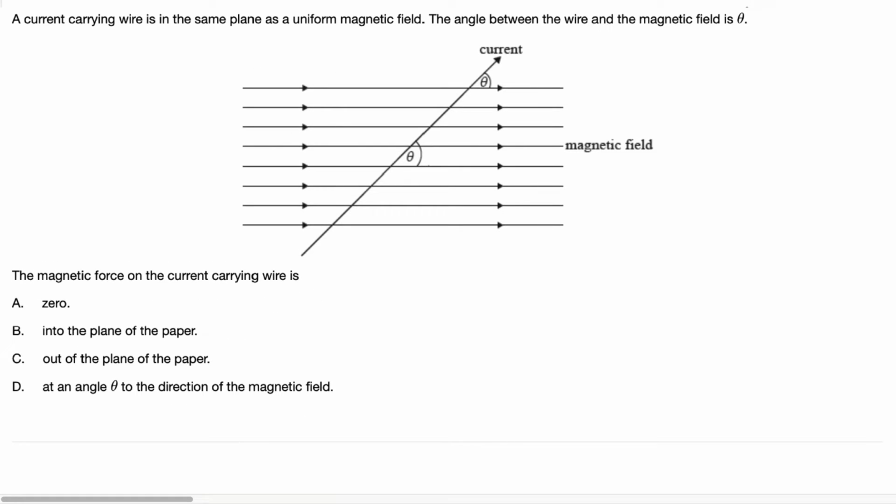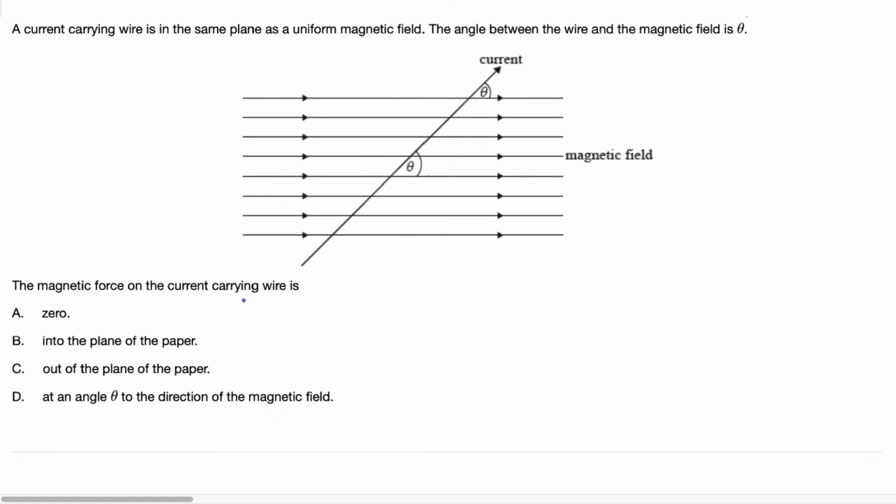A current carrying wire is in the same plane as a uniform magnetic field. The angle between the wire and the magnetic field is theta. The magnetic force on the current carrying wire is what? So here you also need to use the left-hand rule. So let's see how we can solve the problem. So here is the direction of current, and here is magnetic field.